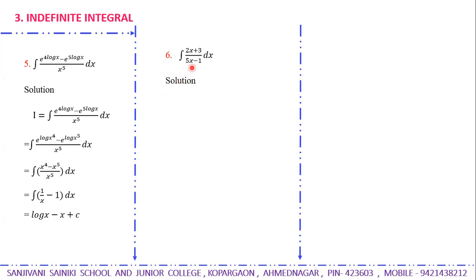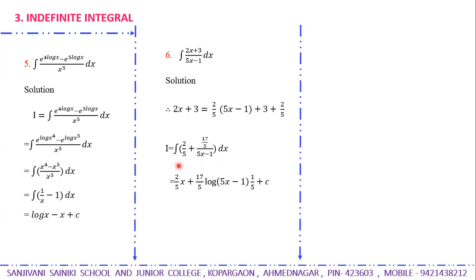Then the sixth example, 2x plus 3 upon 5x minus 1 into dx. We have to simplify. Now here you can adjust this 5x minus 1 in the numerator. How? Here it is. This 2x plus 3 can be written as 2 upon 5 times (5x minus 1) plus 3 plus 2 by 5. If you simplify this, you will get 2x plus 3. So instead of writing 2x plus 3, I will write this bracket. Then after simplifying, I will come to this step, 2 by 5 plus (17 by 5) upon 5x minus 1.